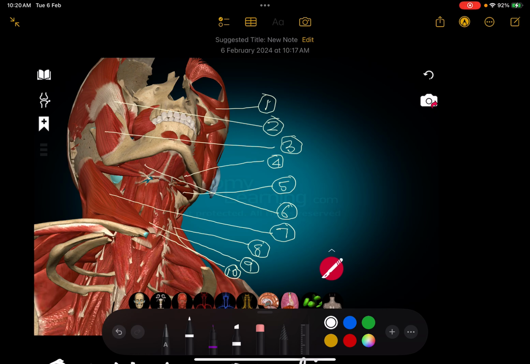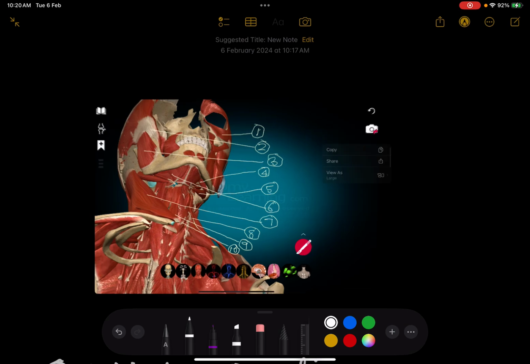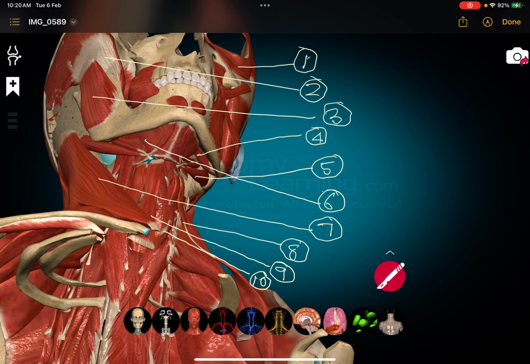Now, one is the orbicularis oculi, which closes the eye. The two is the temporalis, which closes the jaw. The three is the masseter, which masseter and medial pterygoid move it from side to side. Then the muscle that you see here is the lateral pterygoid, which actually opens the jaw. The muscle that you see here is the buccinator.